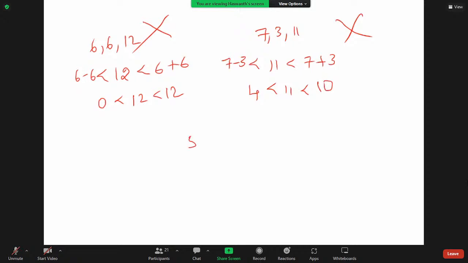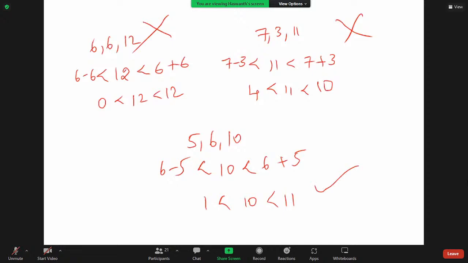Next one, 5, 6, 10. You take any side as the third side. Let's say I am taking 10. It must be less than the sum of the other two sides, and must be greater than the difference of the other two sides. Which says 1 less than 10 less than 11. Now this is true. So we say 5, 6, 10 can be the sides of a triangle. Whatever dimensions are following this principle, they can form a triangle.